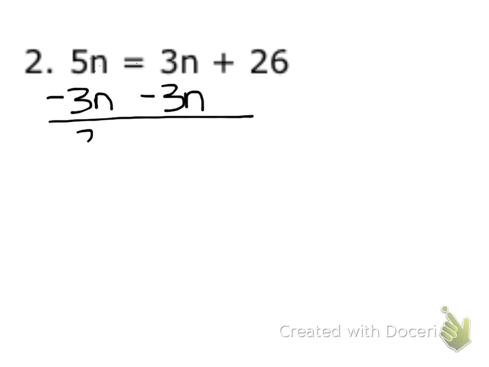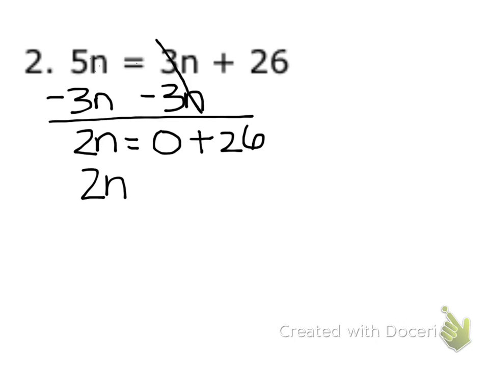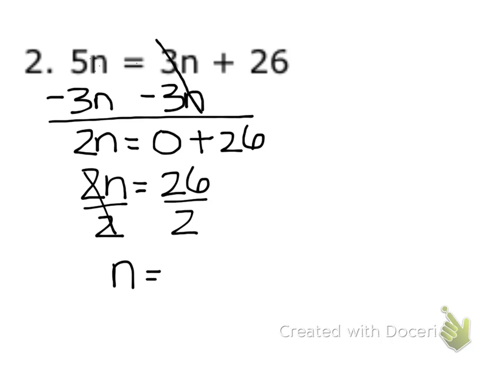5n minus 3n is 2n, equals 3n minus 3n is 0, plus 26. So now I actually have 2n equals 26. To get n by itself, I'm going to divide by 2, and I'll get n equals 13.